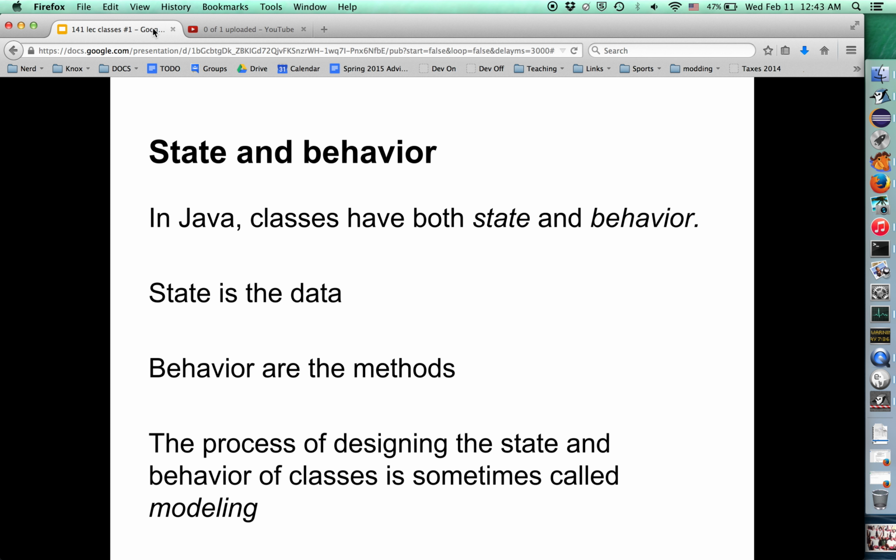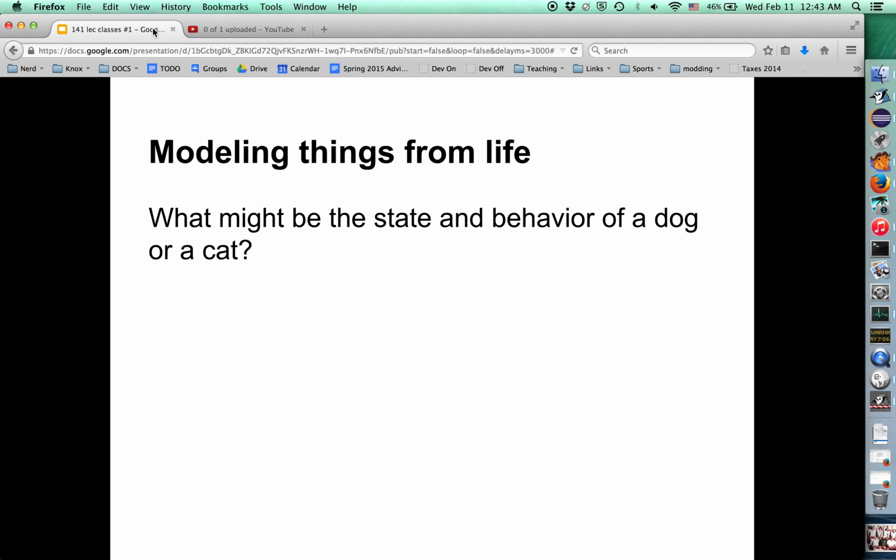So in Java, classes are going to have both state and behavior. Broadly speaking, state is the data, and behavior is going to be the methods. Now, the process of designing the state and behavior is called modeling. So let's talk about modeling things from life.